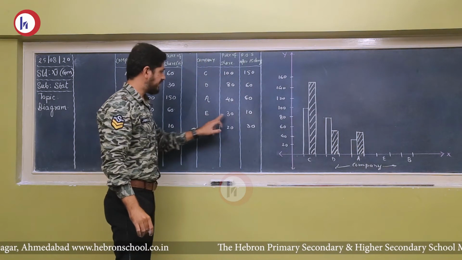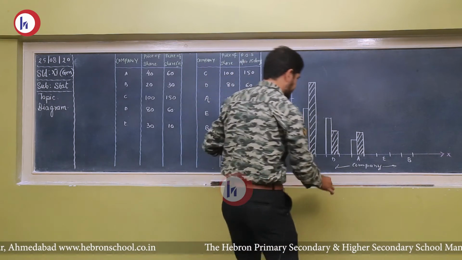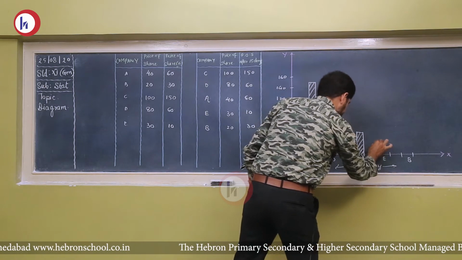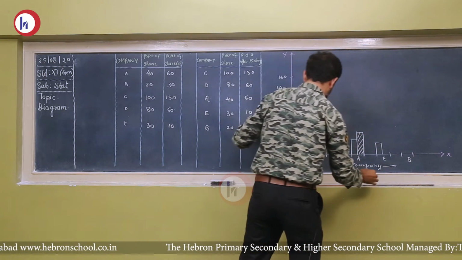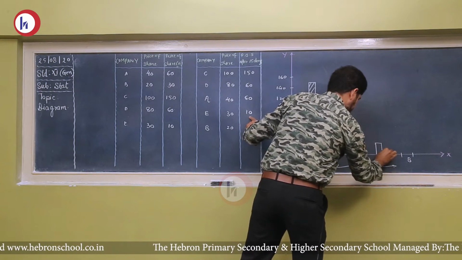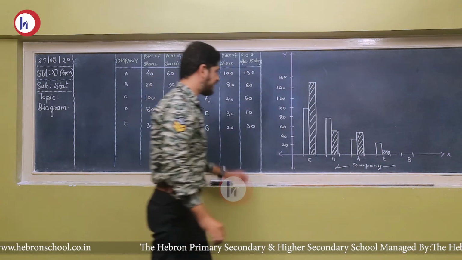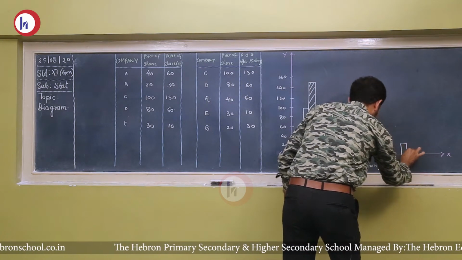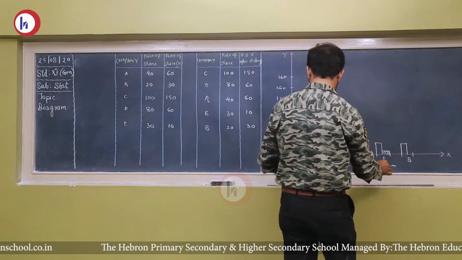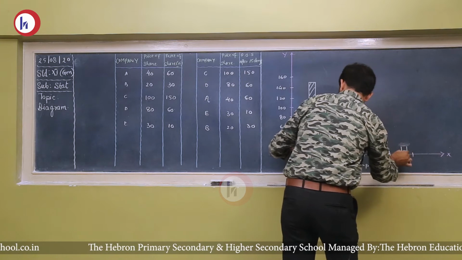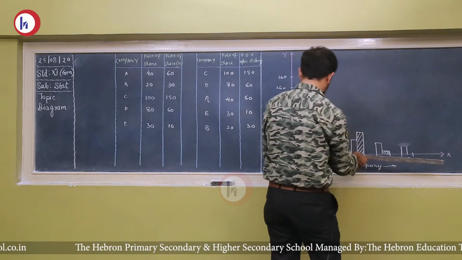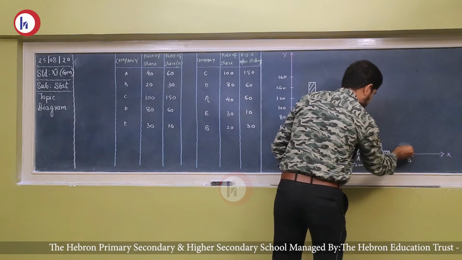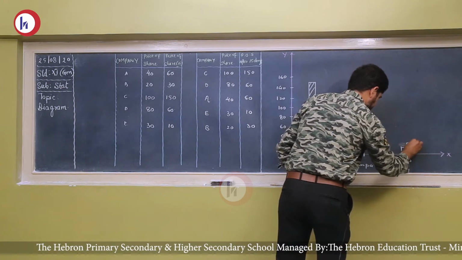Next one, in company E, 30 and 10. 30 lies between 20 and 40. So 20 and 40. Then 10. Finally, 20 and 30 in company B. So 20 and 30.